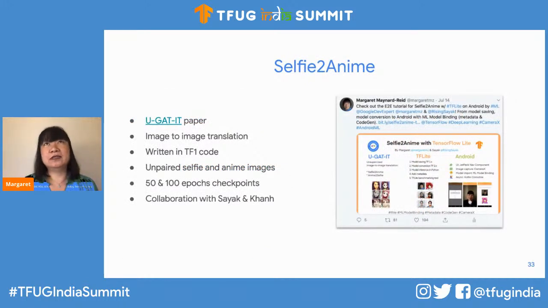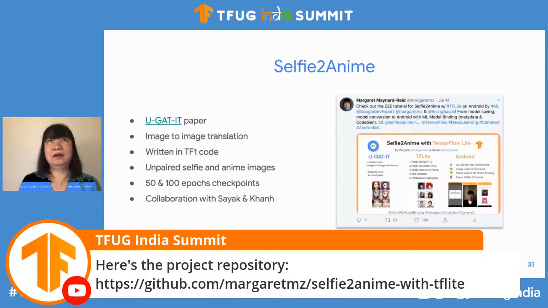Now, I want to talk about a project called Selfie to Anime that I collaborated on with Sayak and Khanh. It was really fun. It uses a state-of-the-art paper on unsupervised image-to-image translation, although the code was written in TensorFlow 1. And you use unpaired selfie to anime images. Remember earlier I talked about how you can have paired and unpaired images. Unpaired images are much easier to come by. And we use the checkpoints and then do the model saving, conversion, run the inference, add metadata, etc., as the steps I mentioned earlier. And I just want to say big thanks to Sayak and Khanh. It has been really great to collaborate with them on this one. Really fun project. You can read about it in the blog post here.